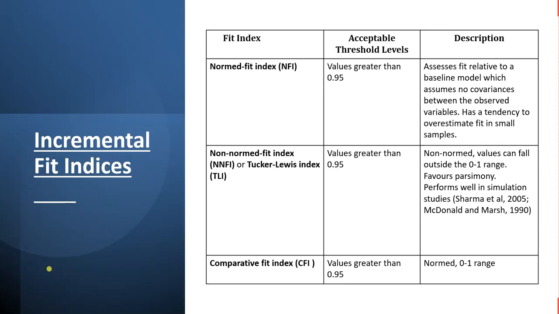So these are the incremental fit indices. As I have already said, NFI, if it is greater than or equal to 0.95, tells a very good model fit. NNFI of 0.95 or higher is a good model fit. And if CFI is also 0.95 or higher, then it is also called a good model fit.